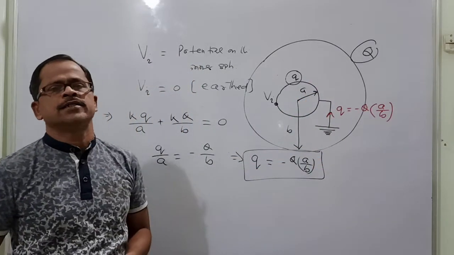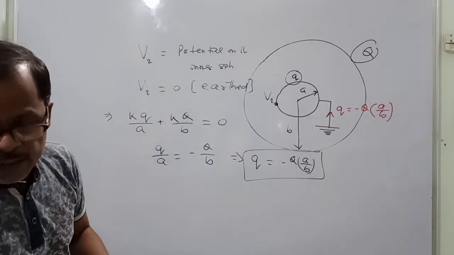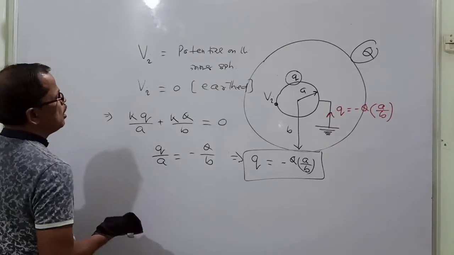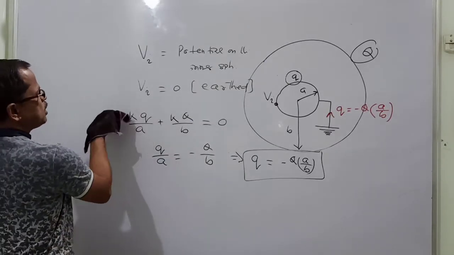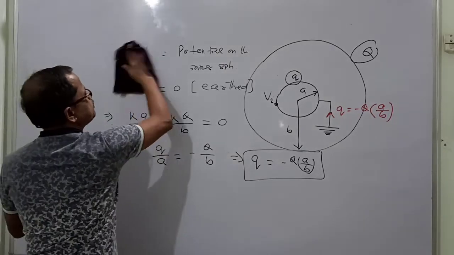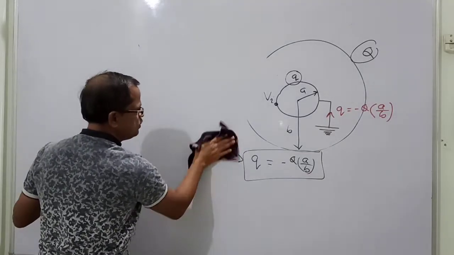That is the answer. So now the value of the charge is equal to this much, and now come to the potential of the inner sphere. Let us calculate the potential of the inner sphere, which is equal to... the outer sphere. Now let us calculate what is the potential of the outer sphere.